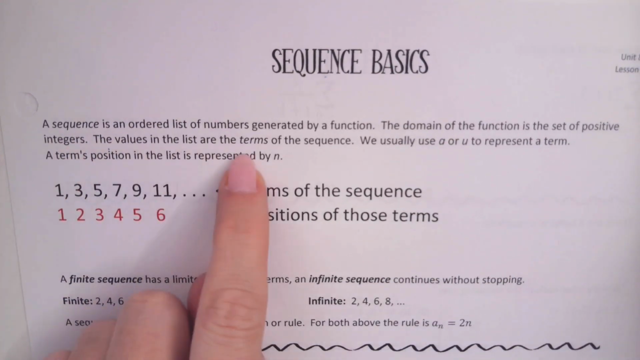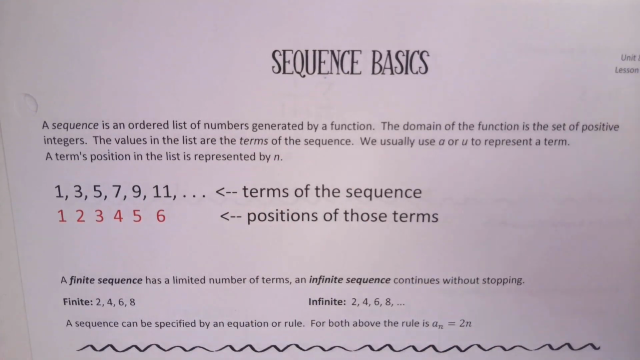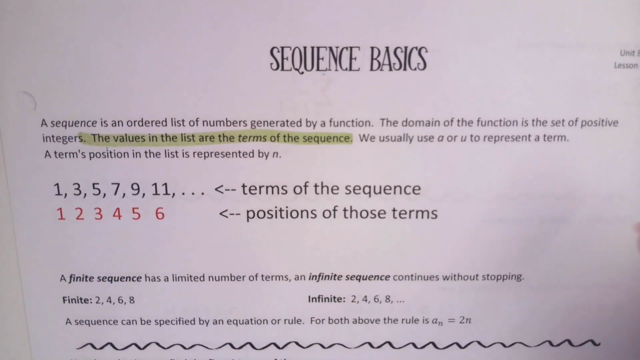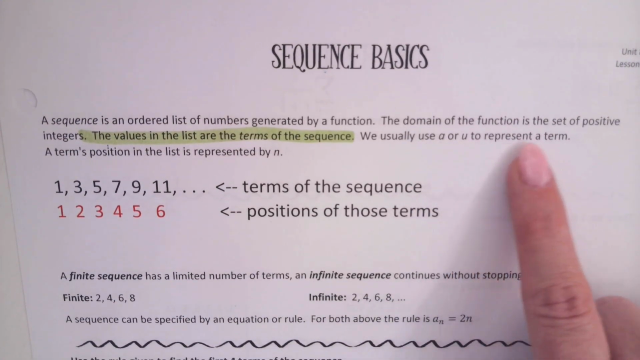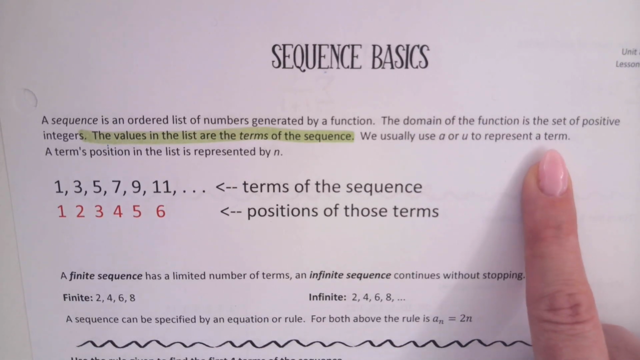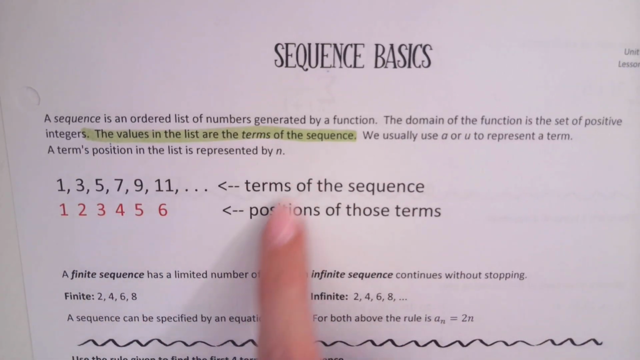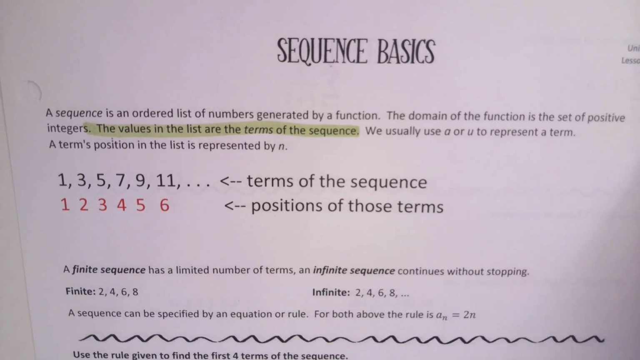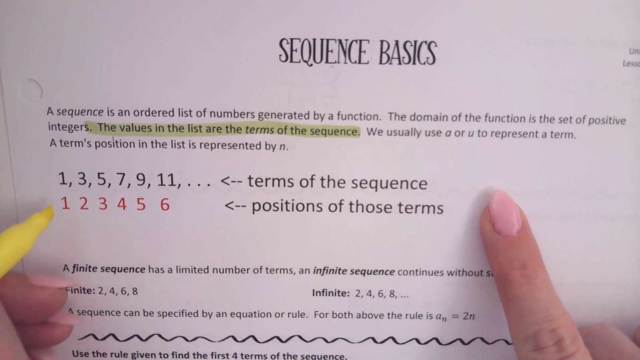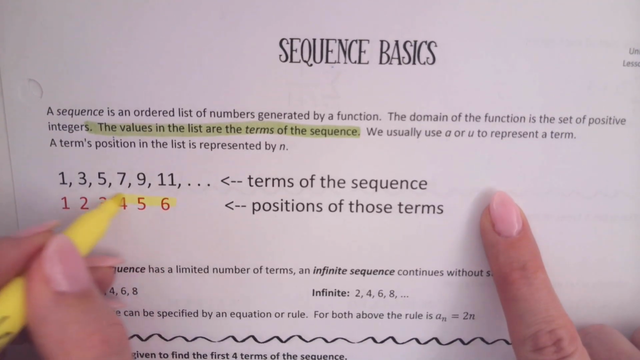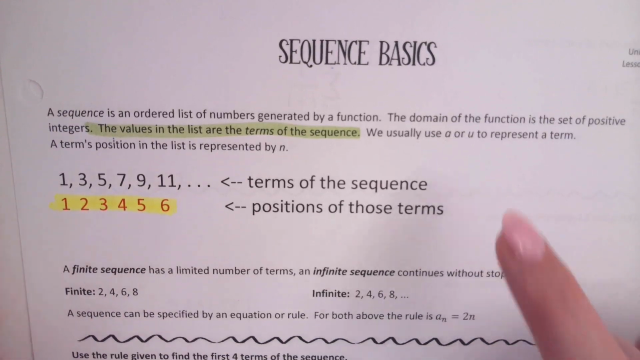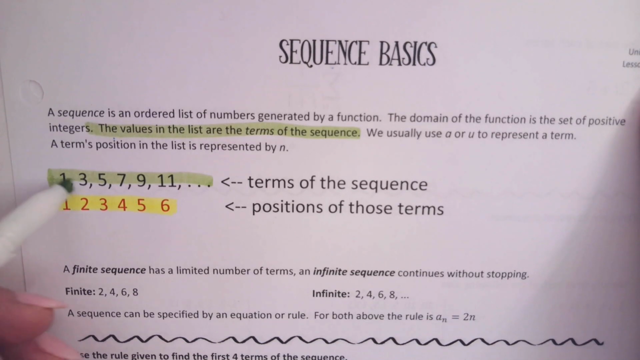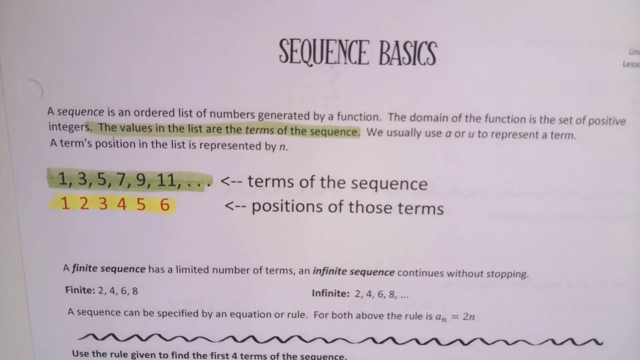The values in the list are what are called the terms of the sequence. We usually use an A or a U to represent a term. A term's position in this list is represented by n. So on the bottom here are the positions of the terms: first, second, third, fourth, fifth, sixth. The top numbers are the actual numbers in the sequence: 1, 3, 5, 7, 9, 11.